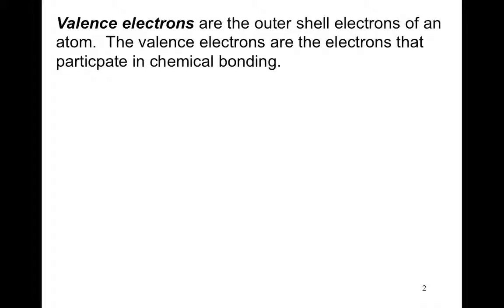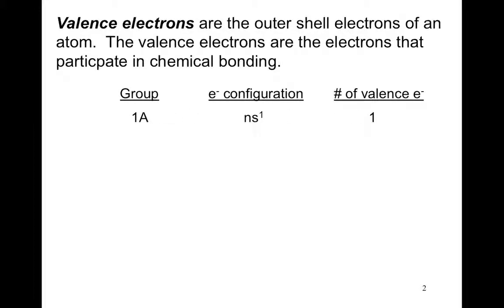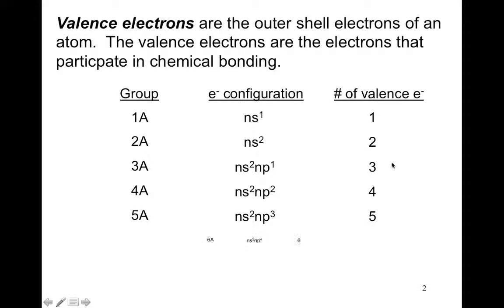Valence electrons are the outer shell electrons. The valence electrons are the ones that actually participate in chemical bonding, so they're mostly what we care about. Here's something hopefully you've picked up from last chapter. Group 1A elements have the ns1 configuration, so only have one valence electron. Your alkaline earth metals have 2 valence electrons. Group 3As are going to have 3 valence electrons, 4As are going to have 4, 5As are going to have 5, 6As are going to have 6, 7As are going to have 7. These are our halogens, and we know that they end in s2p5, and then you can go back, s2p4, and that's all last chapter stuff.